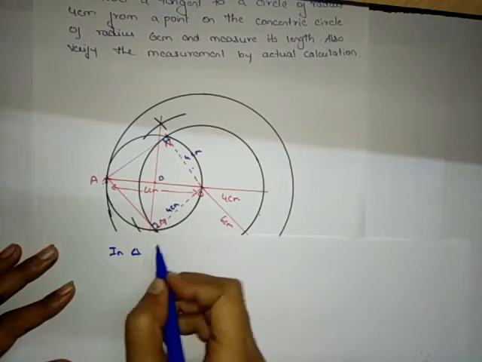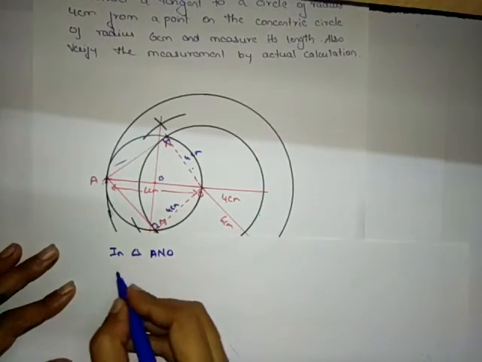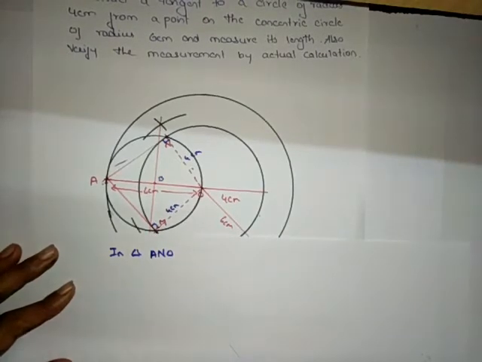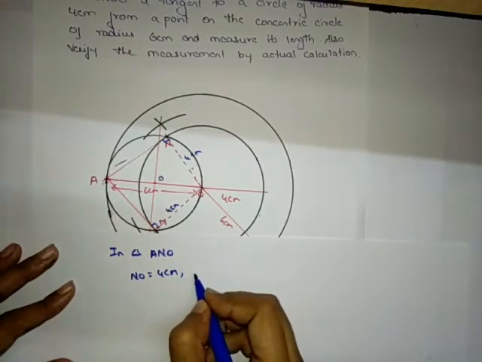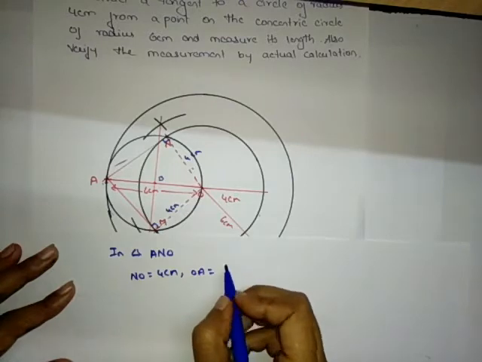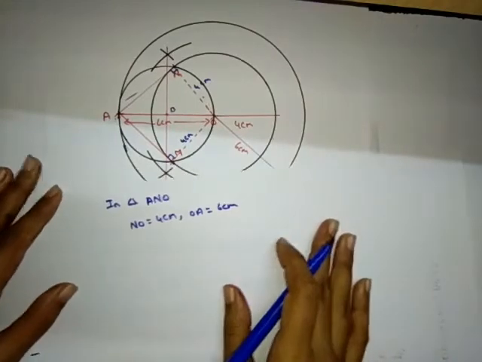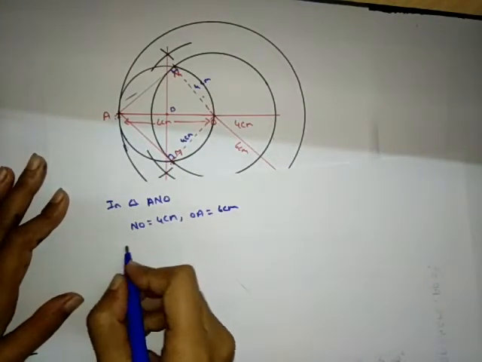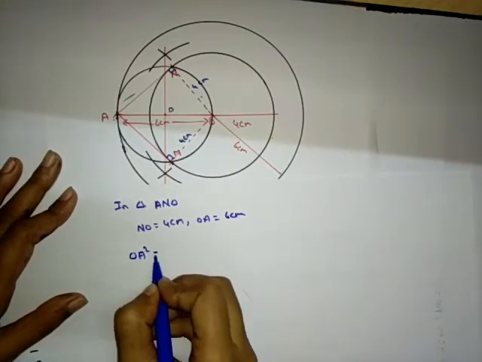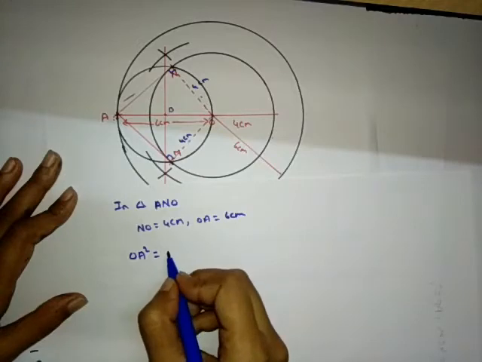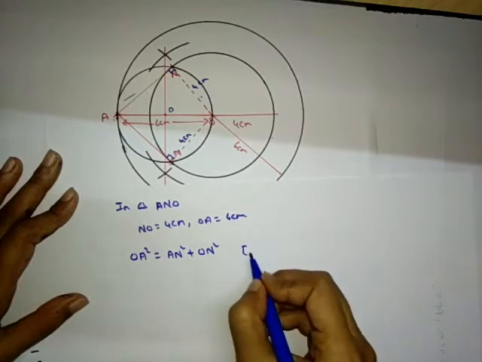First we'll write in triangle ANO. In this triangle, NO is equal to 4 centimeter and OA is equal to 6 centimeter, right? Then, using Pythagoras theorem, OA square, the hypotenuse of the triangle ANO, is equal to AN square plus ON square.